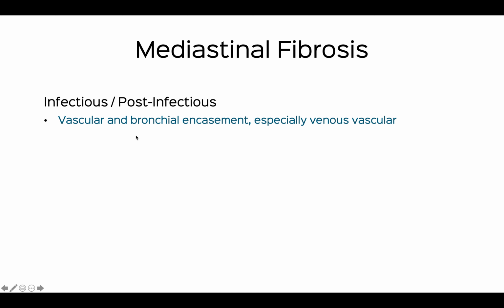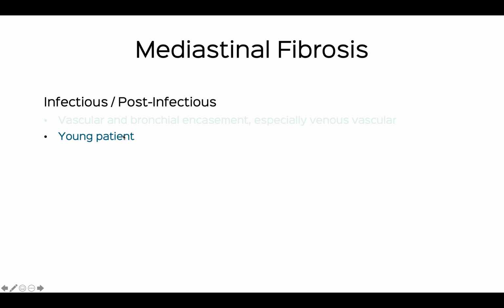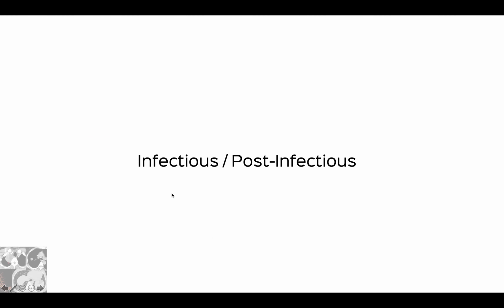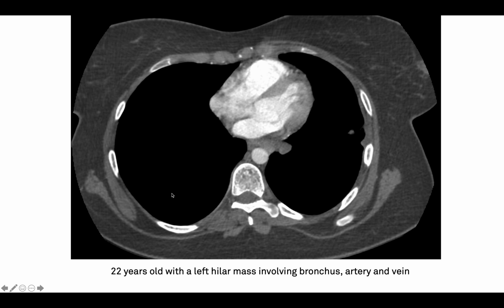And so we'll get a soft tissue mass with vascular and bronchial encasement, especially venous vascular, typically in a young patient less than 50. By the time the patients actually get a diagnosis, it's been a long time. No uptake on PET unless we pick this up in the acute phase. These are T2 dark, hyperdense on plain CT, hard on biopsy. And if there is pulmonary venous involvement, we'll get a dysplastic looking lung with septal thickening. And not all findings occur in all patients. So let's look at the infectious, post-infectious setting.